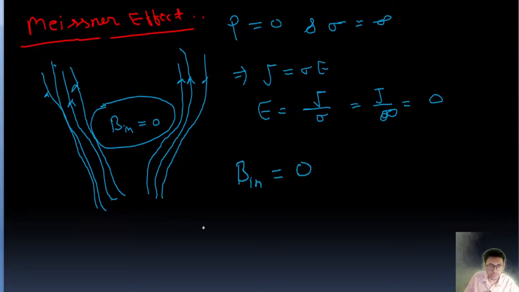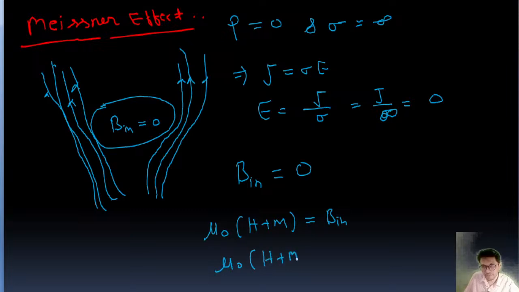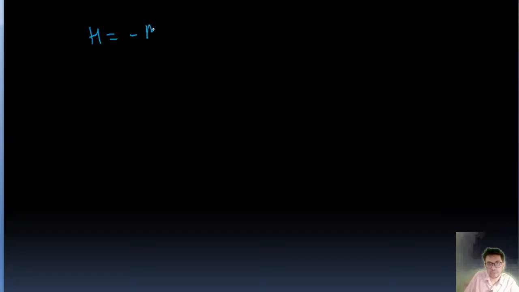And we have a formula, guys, that is mu 0 into H plus M equal to B in, the magnetic field inside the diamagnetic material. Since the magnetic field inside diamagnetic material is 0, mu 0 into H plus M equal to 0. So from here, the value of H is going to be minus M. Important one. H is the applied magnetic field or magnetic field intensity.